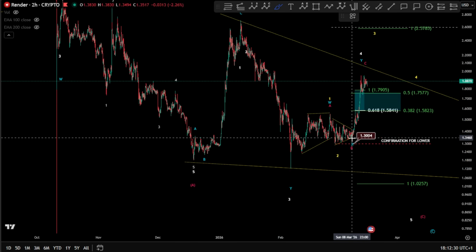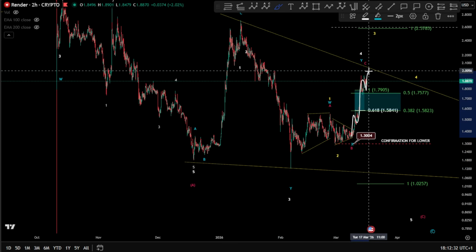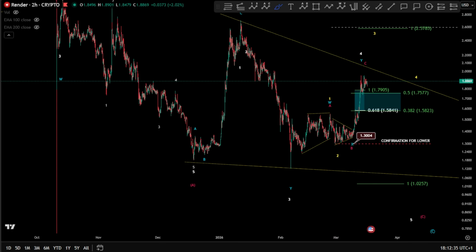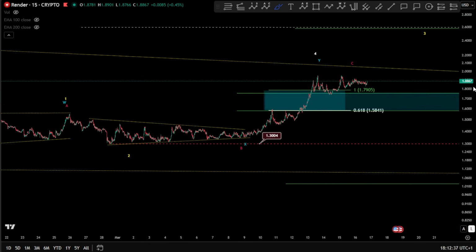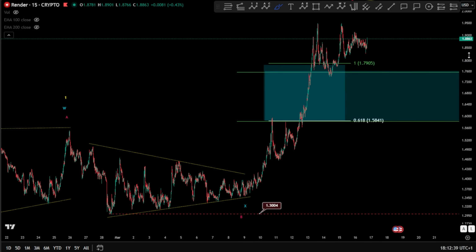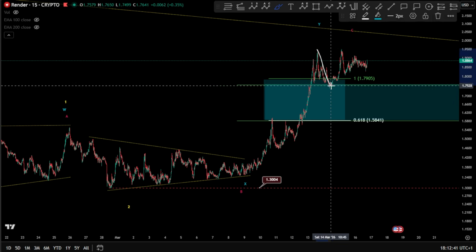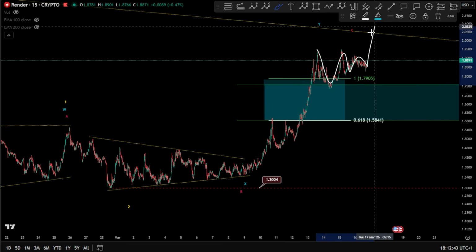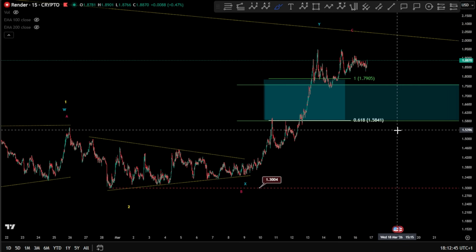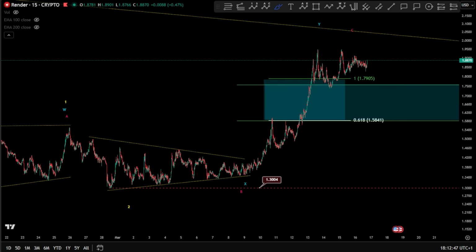So very likely as well to be in 1, 2, 3, 4, 5 internally. Wave 5 can still need some time here to finish. And we might still be looking here at something as a triangle, A, B, C, D, E, and then we push towards the upside again for Render.